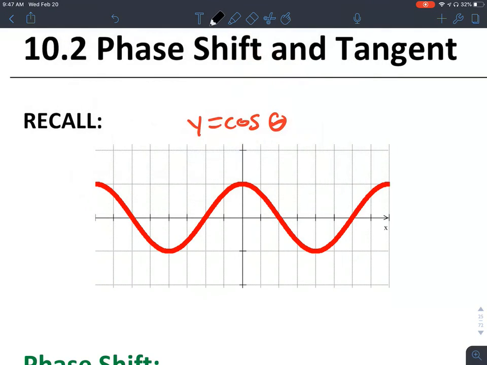Cosine of theta has a period length of 2 pi. It touches the midline 3/4 and 1/4 of the way through the period. It's above the midline at the beginning and end of the period, and halfway through the period it's below the midline. It has an amplitude of 1 because it goes above and below the midline by 1 unit.